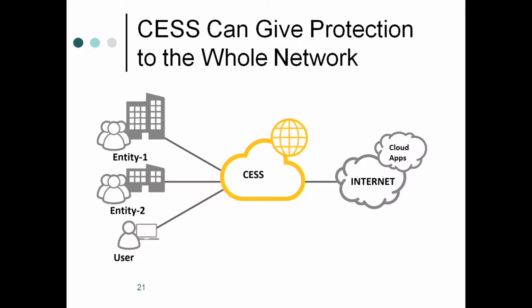So this is the internet. All the traffic will come through the SECaaS and also go out through the SECaaS. And with this SECaaS, we have multiple entities, and there can also be multiple users connected directly. Okay? So this is the basic idea.